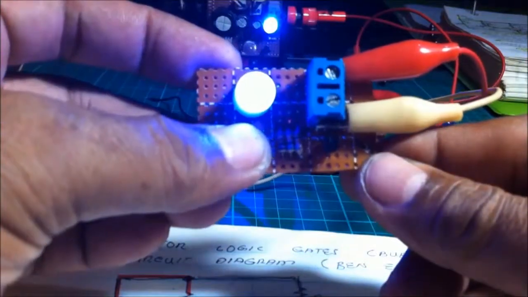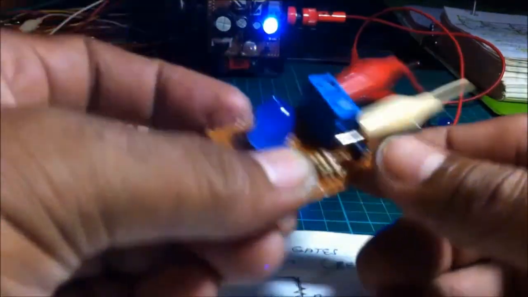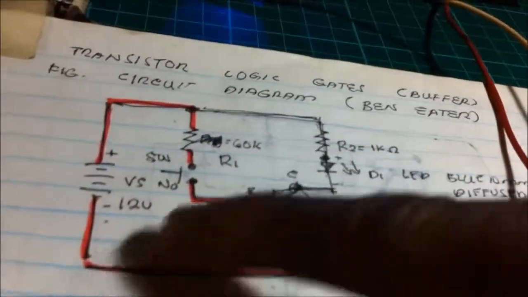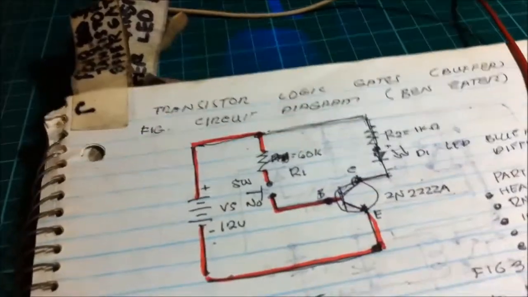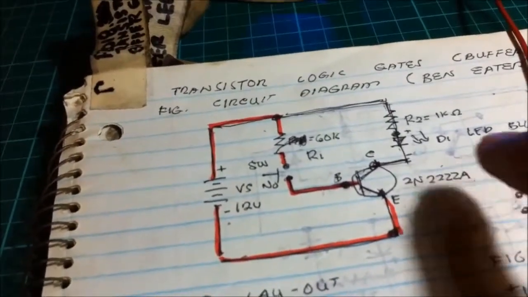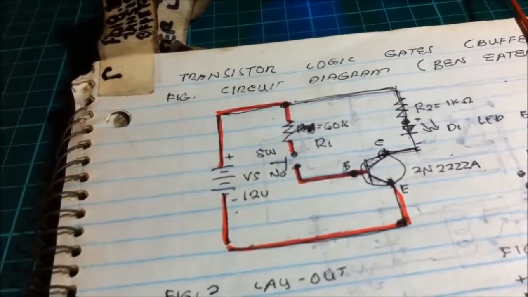Hitting the switch. So you have seen here, when you press the switch here, the LED turns on. The transistor operates in saturation mode.